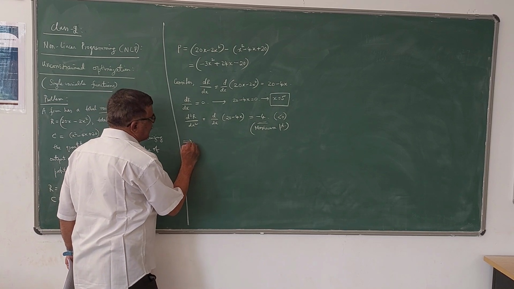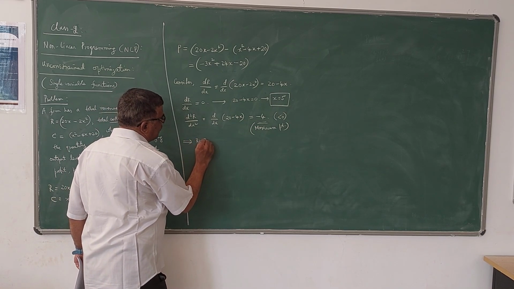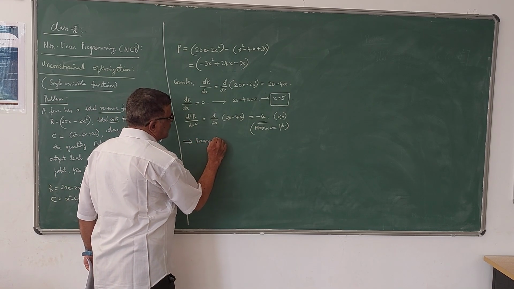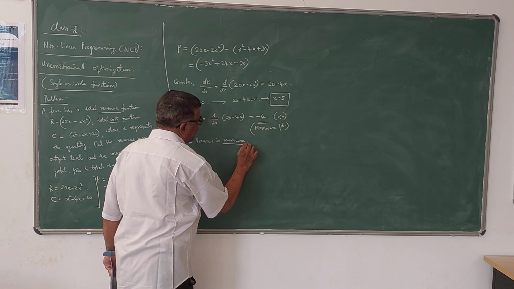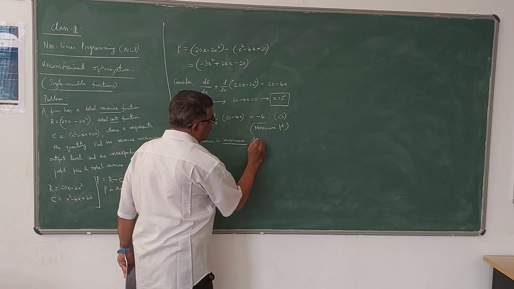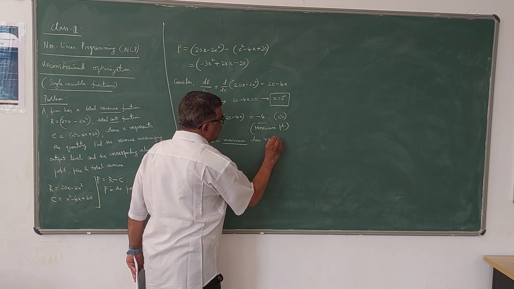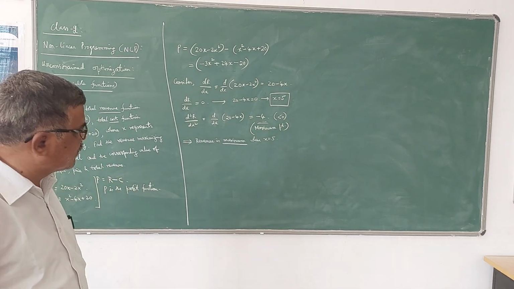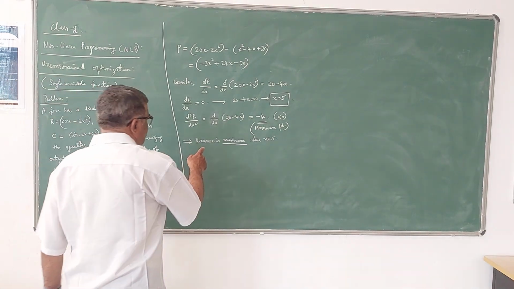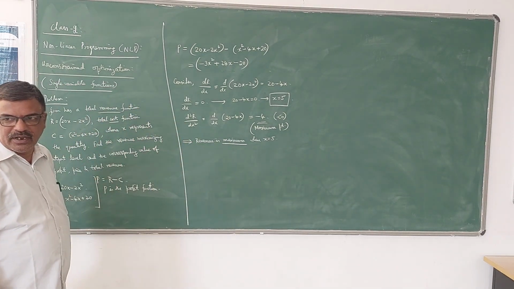What does it mean? Revenue is maximum. We are worried about the maximum value only when x is equal to 5. So if you produce 5 quantities of that product, you will get maximum revenue. That is the meaning.